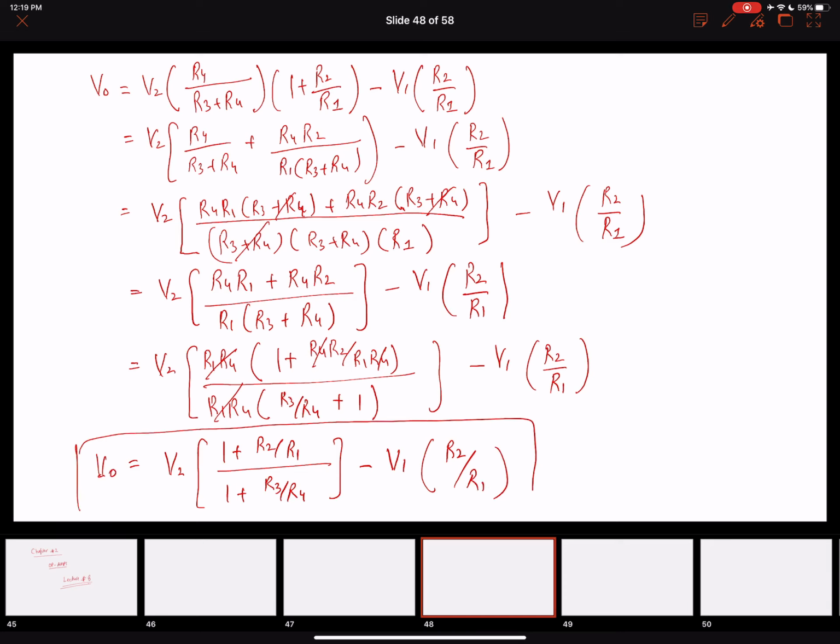Alright, so here's the derivation of that circuit, and as you can see, this is our difference amplifier. Our output is the difference of the two input signals that are applied at the inputs of the op-amp.